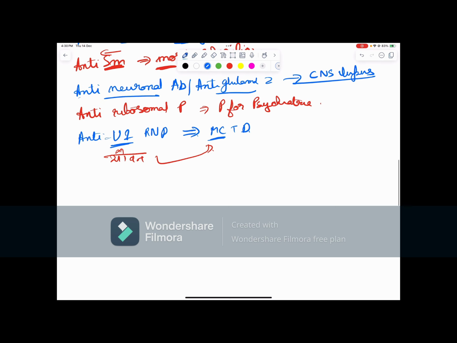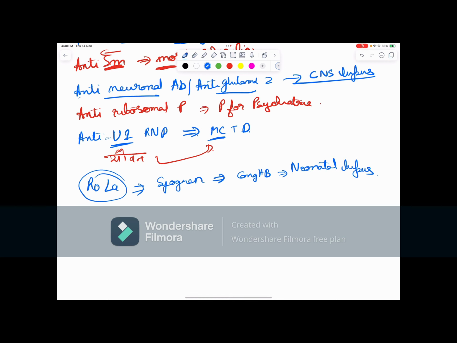Now we come towards the Ro and La. See, for Ro and La, you can remember that it is related with Sjogren syndrome. And it is a congenital heart block, it causes heart block and causes neonatal lupus. When you think of Sjogren, also remember that the most common manifestation is the eye, keratoconjunctivitis sicca, that happens. So it is Ro, rone ke liye. So both things are interrelated.